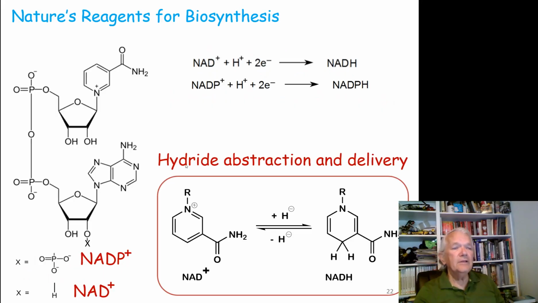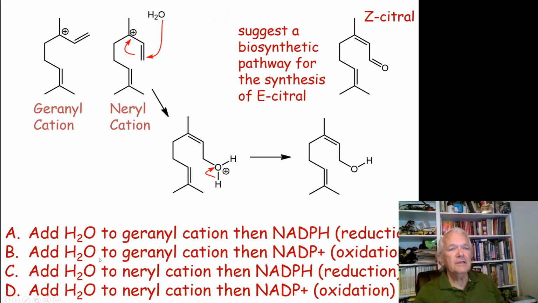Now there is another variation of this, which is called NADP+, where the difference is down here at the bottom where I have X. On NAD+, that's just a proton, but on NADP+ nature puts on yet another phosphate, and it works the same way. Sometimes NAD+ is used, sometimes NADP+ is used. It just varies from time to time. And indeed, in this particular example, it's NADP+ which is used for oxidation. So we're going to do an oxidation, and it's from the neryl cation.